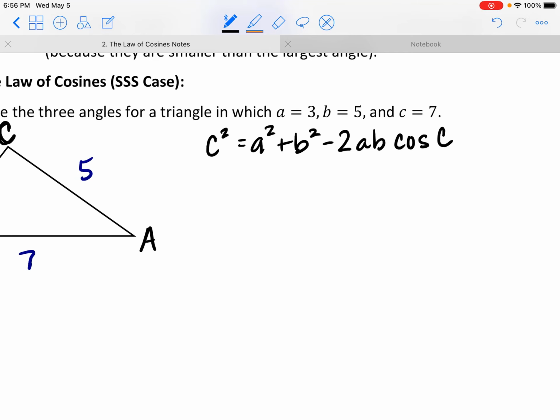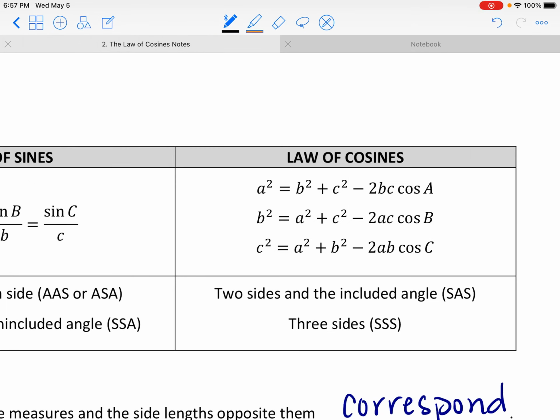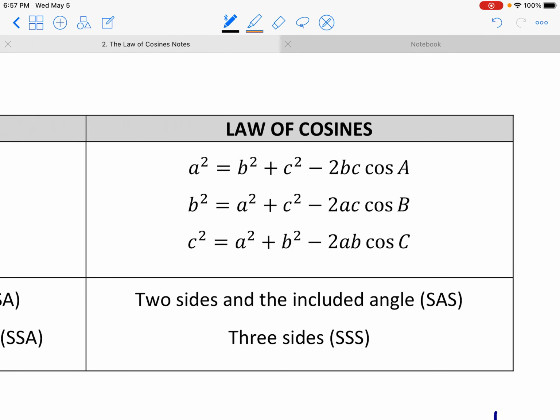And the way I remember these formulas, let me go back up here real quick. You can probably see a connection between these and the Pythagorean theorem. They sort of look Pythagorean theorem-ish. They are derived from the Pythagorean theorem. But what I like to remember is that we start and end with the same letter. So if we start with a squared, we're going to end with cosine of A. And in the middle are the other two. So if we start and end with A, then we need b and c to be in the middle. So it's b squared, c squared, and 2bc.